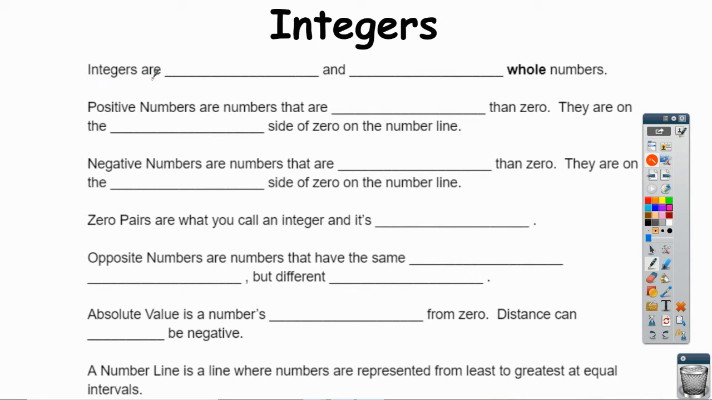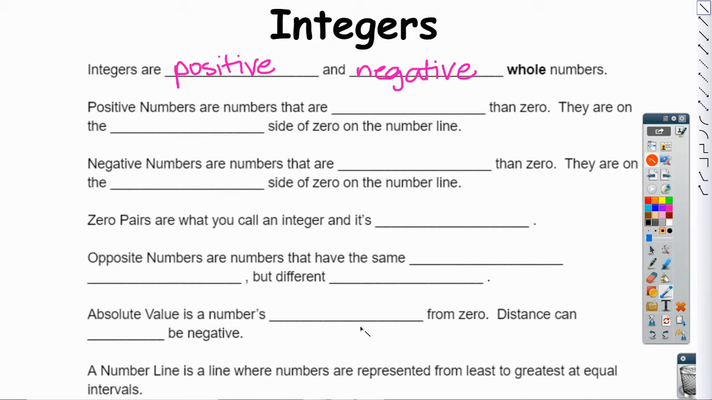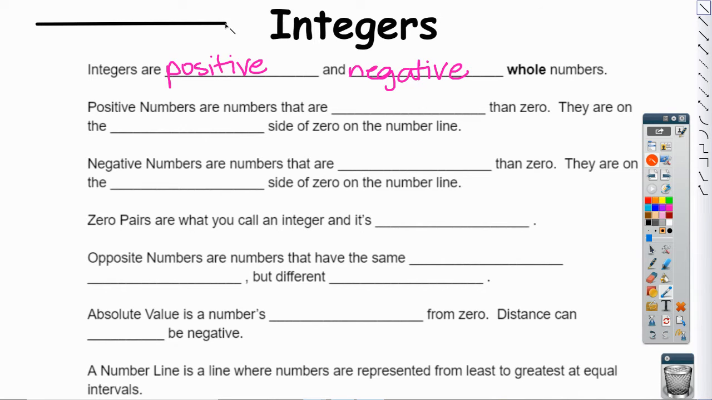First of all, we're just going to go back and talk about integers. Integers are positive and negative whole numbers, okay? And I'm going to go ahead and skip down here for just a minute. A number line is a line where numbers are represented from least to greatest at equal intervals. And what I'm going to do is I'm just going to go ahead and I'm going to draw two number lines on my paper here.